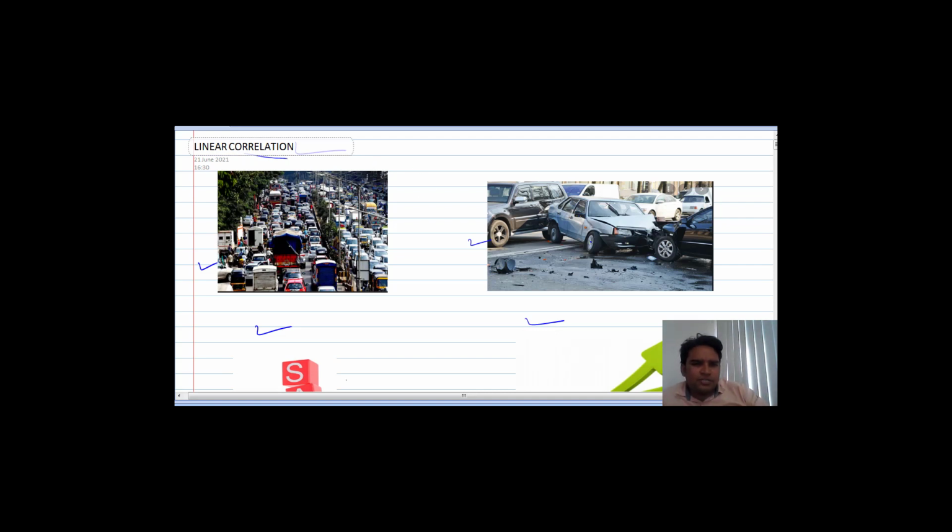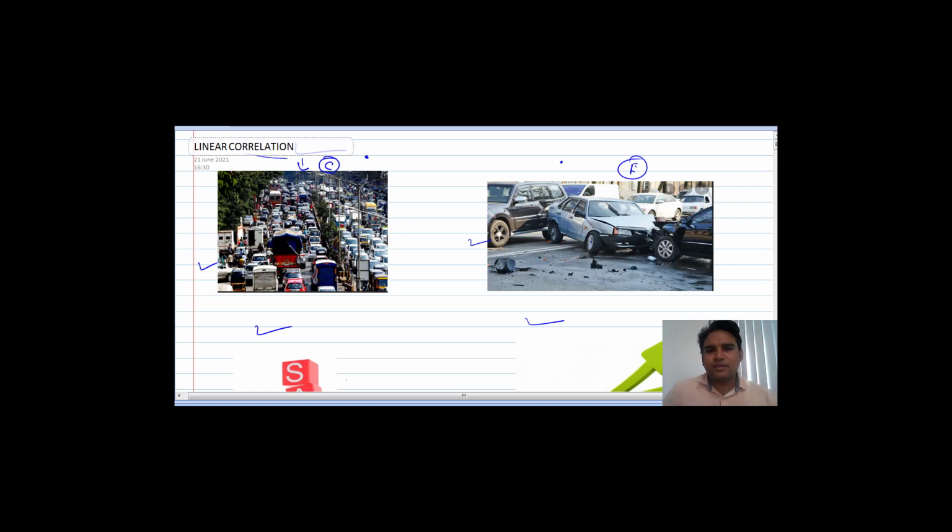Now you can see in this first picture, two pictures, you can see the number of vehicles on the road and the number of accidents. Now tell me, in both the pictures, in this first two variables, that means these two variables, this one and this one, which is cause and which is effect? Tell me, what is the cause and what is effect? Yes, now you got the answer. This shows the cause and this shows effect.